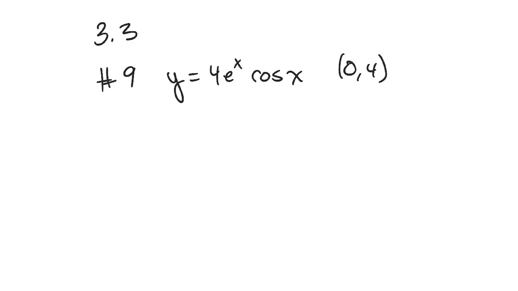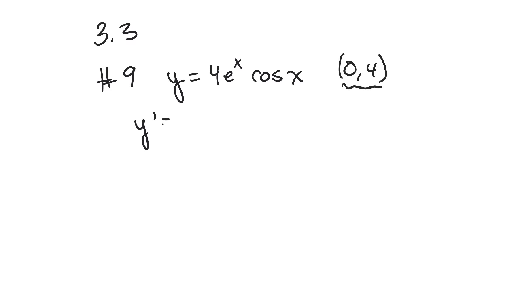So from assignment 3.3, here's number 9. Finding the equation of a tangent line. So the equation of a tangent line is finding the slope and the point. We've already got the point. We need to find the slope.